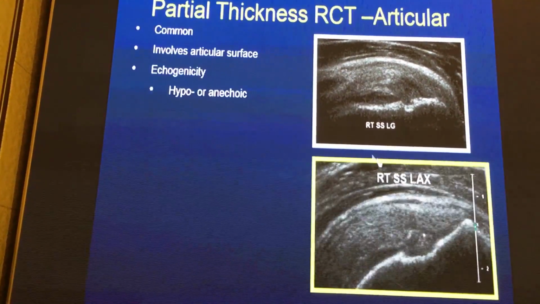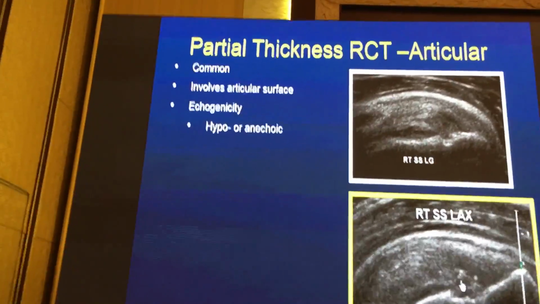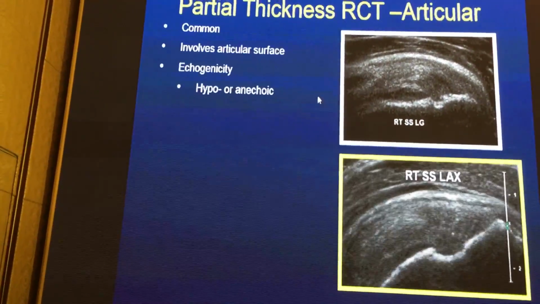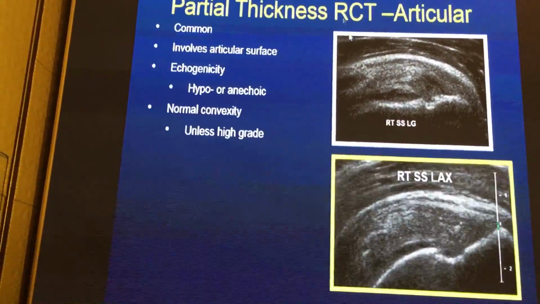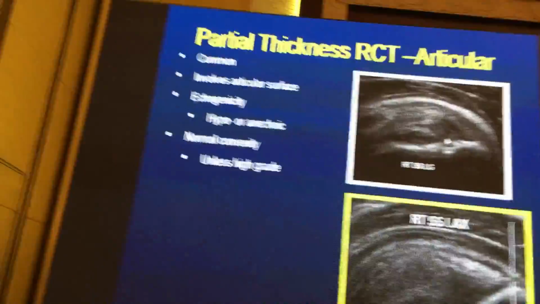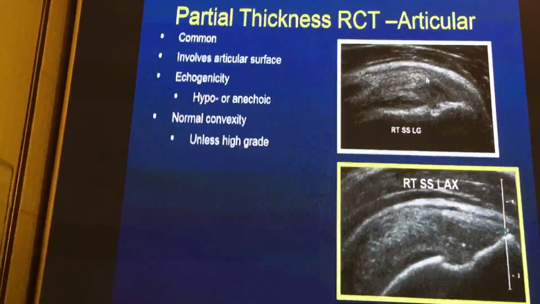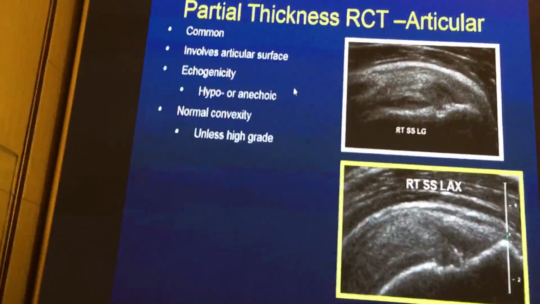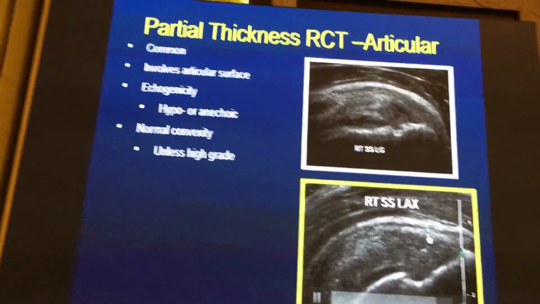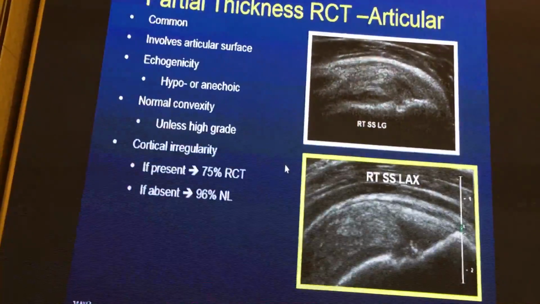What you'll see is typically a loss of fibers in that area. So right here, it can be hypoechoic or anechoic. Again, right here is an articular surface tear of those fibers. The superficial surface of the rotator cuff will remain convex unless it's a really high-grade partial thickness articular surface tear, and then you'll get a little dip in this area, so it'll become a little concave. But typically, you can see in both this picture and this picture, the superficial margin of the rotator cuff is remaining in a convex shape.